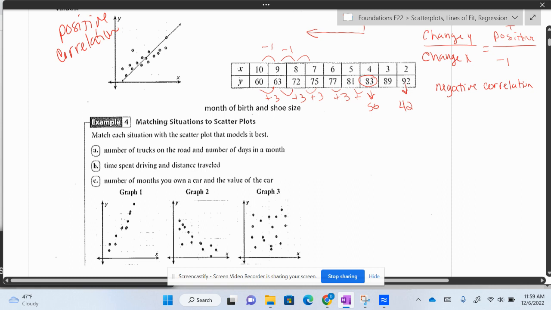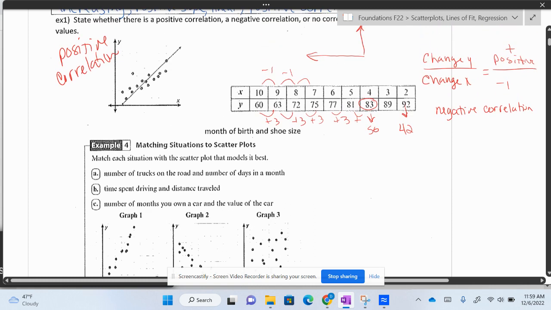All right, so now we're going to try and do some matching.